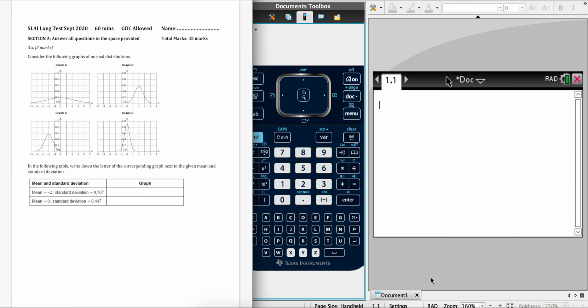Okay, so the first question is asking us about normal distribution. So the standard deviation is talking about how wide your graph is, so how spread out your data is. For example, we can see this has got a mean of 2 and the data is relatively spread out, but it's quite close. This one's got a mean of 0, it's our peak point, but it's much, much closer.